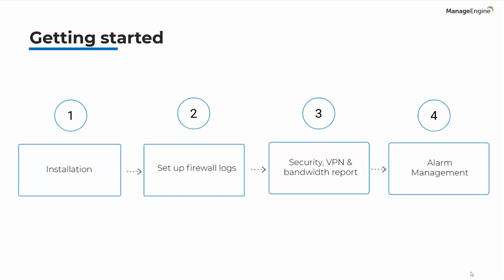Once the syslogs are received, Firewall Analyzer begins generating various reports: security, VPN, and bandwidth reports, based on the data that has been fetched from the firewall devices. Additionally, you can also set up alarm notifications to alert you to any unusual network activity. That is pretty much how you get started with Firewall Analyzer.